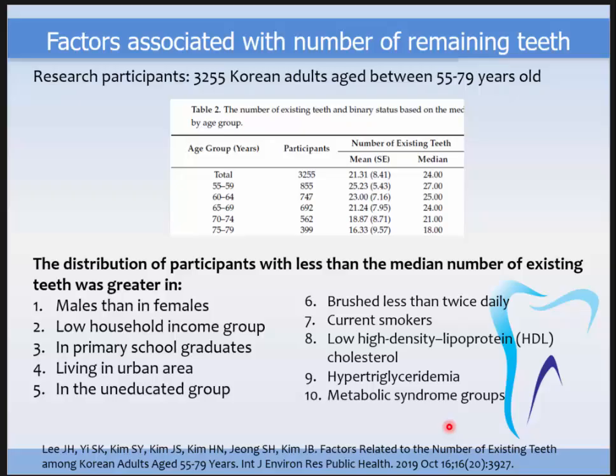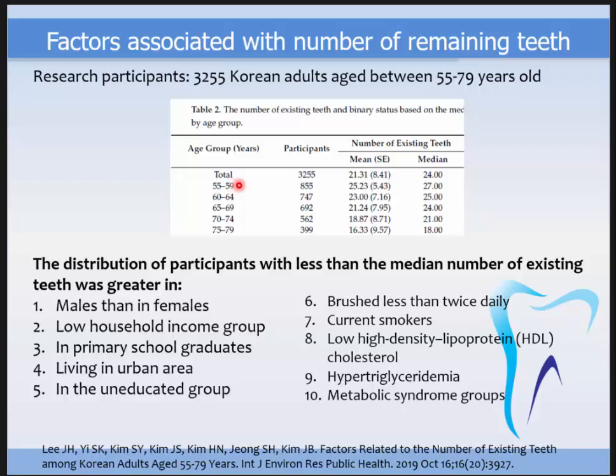So now we look at the factors associated with the number of remaining teeth. There's a lot of research on this topic: what are the factors associated with the number of teeth inside the mouth. I simply picked one which I think is quite complete, because this research has a survey and also clinical examinations, and they carried it out on 3,255 Korean adults, which I think is a good number to make conclusive findings.